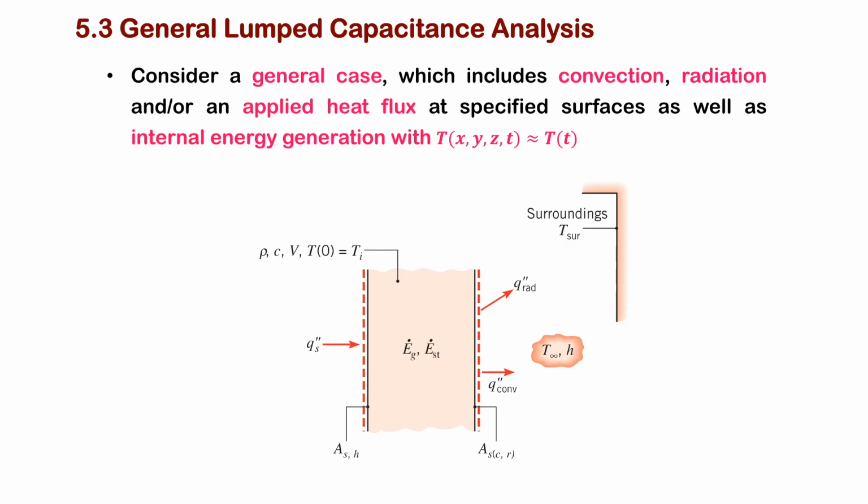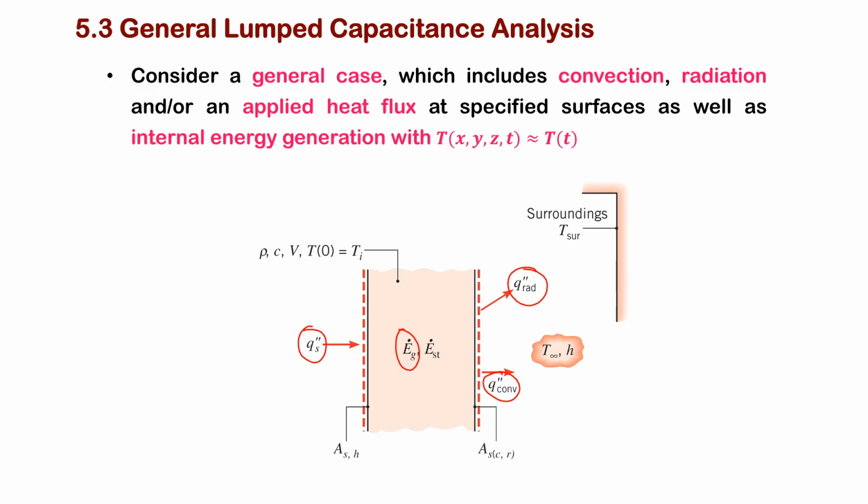So next, in the previous problem, we only had convection as a disturbance to the system. In this analysis in section 5.3, we are going to do a very general analysis. We are still going to assume the system behaves as a lump, but we are going to have multiple disturbances to the system. We are going to have a constant heat flux, convection, radiation, and we also have some generation.